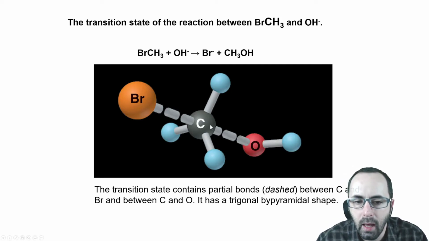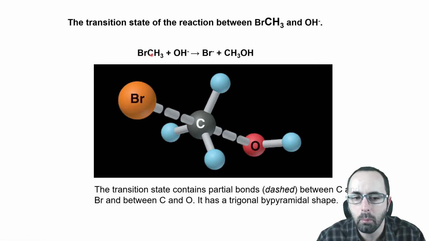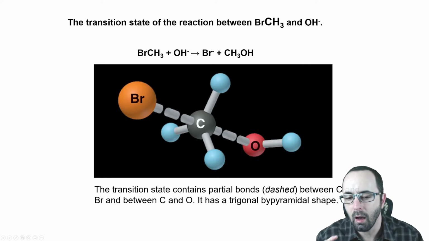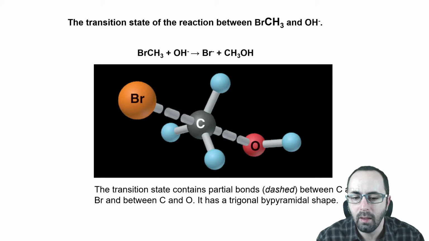Well, here we have a molecule that has a bromine attached to a CH3, and so that's what we have in this picture. And what's being produced is a bromide ion, which is going to come off here, and methanol, where this oxygen will be attached to this carbon. So this transition state is the highest energy in between for this reaction. It's what happens right in the middle of this reaction. And you can tell it's halfway between the bromine being attached to the carbon and the oxygen being attached to the carbon. These dashes are representing partial bonds.